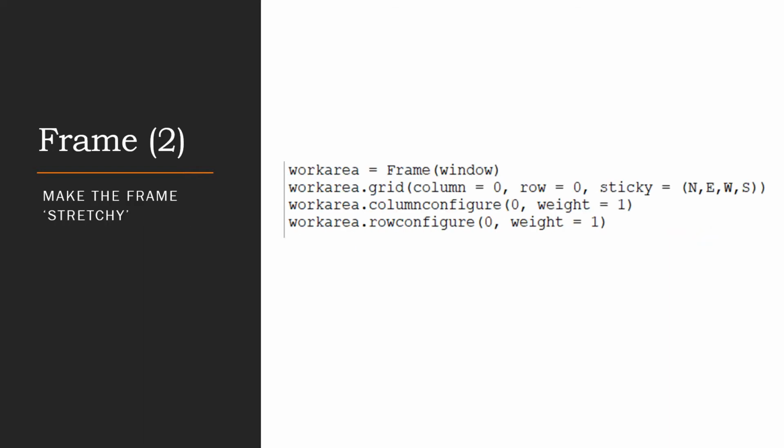And I've added some extra commands here that will make the frame stretchy, and I just copy these for now. So that first command there, sticky equals north, east, west, south, that just means the frame will stick to the window. So as the window grows and shrinks, it will grow and shrink too. And I'm just starting with giving the first row and column a weight of 1. If you ran the program now, you wouldn't actually see very much at all, but don't worry, we're going to go on now and start putting widgets into that frame.